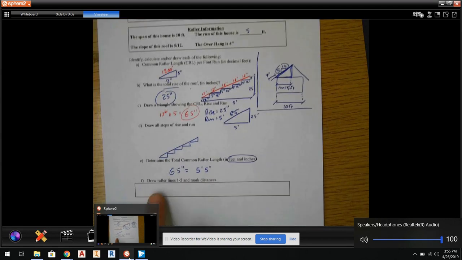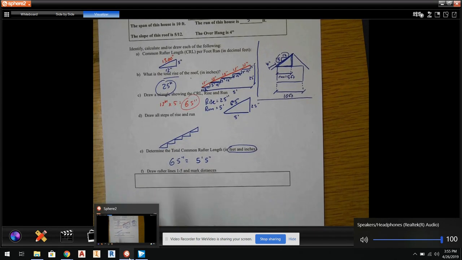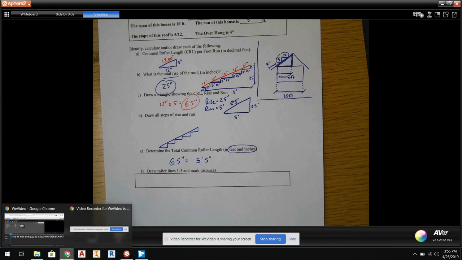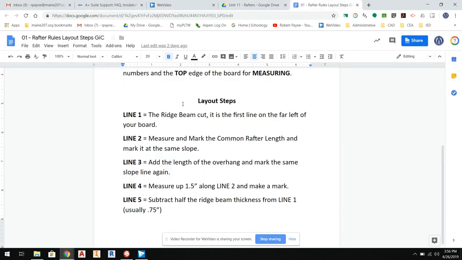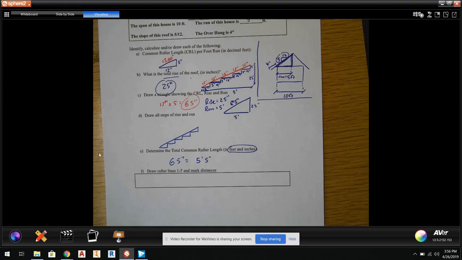We're going to then draw the rafter lines 1 through 5. The resource that we're going to use to do that are these guidelines right here on your screen. Line 1 is the ridge beam cut. Line 2 is the mark for the common rafter length. Line 3, we're going to add additional length for overhang. Then we're going to mark 1.5 from line 2 for the bird's mouth. And then line 5, we're going to subtract half the ridge beam length. So we're going to actually show you on a board how to do this. I will quickly show you what this means.